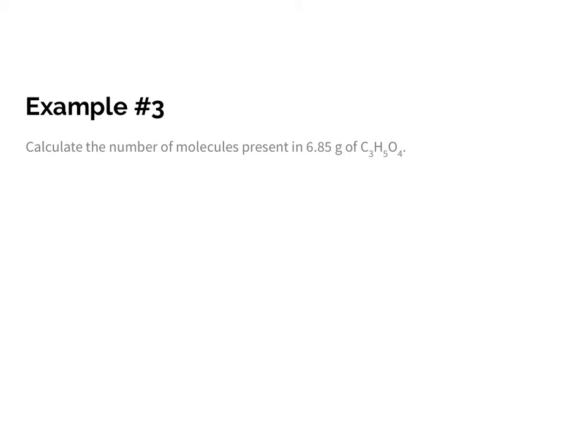All right, so for this last one, it's asking us to calculate the number of molecules present in 6.85 grams of C3H5O4. Once again, that number really sticks out to me. That tells me that I have 6.85 grams, and this is going to be my given. Then it's asking me to calculate the number of molecules present in that amount of C3H5O4, so this is going to be my wanted unit.